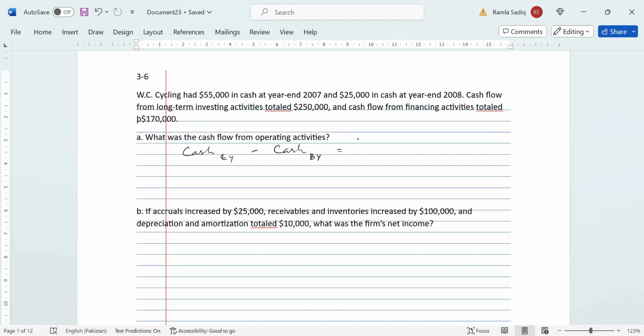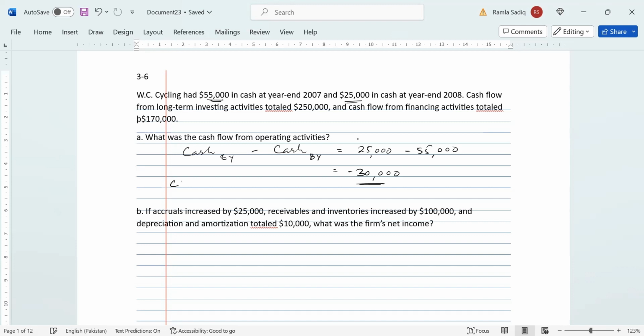So cash at the end of the year is 25,000 in 2008 and cash at the beginning of the year is 55,000 in 2007. This gives us a negative 30,000. So we've decreased our cash holdings throughout this year. That's the first thing that we understand from this. Now, this also means that the sum of all cash flows generated from operations, investment, and financing will equal negative 30,000. That's why this number is important.